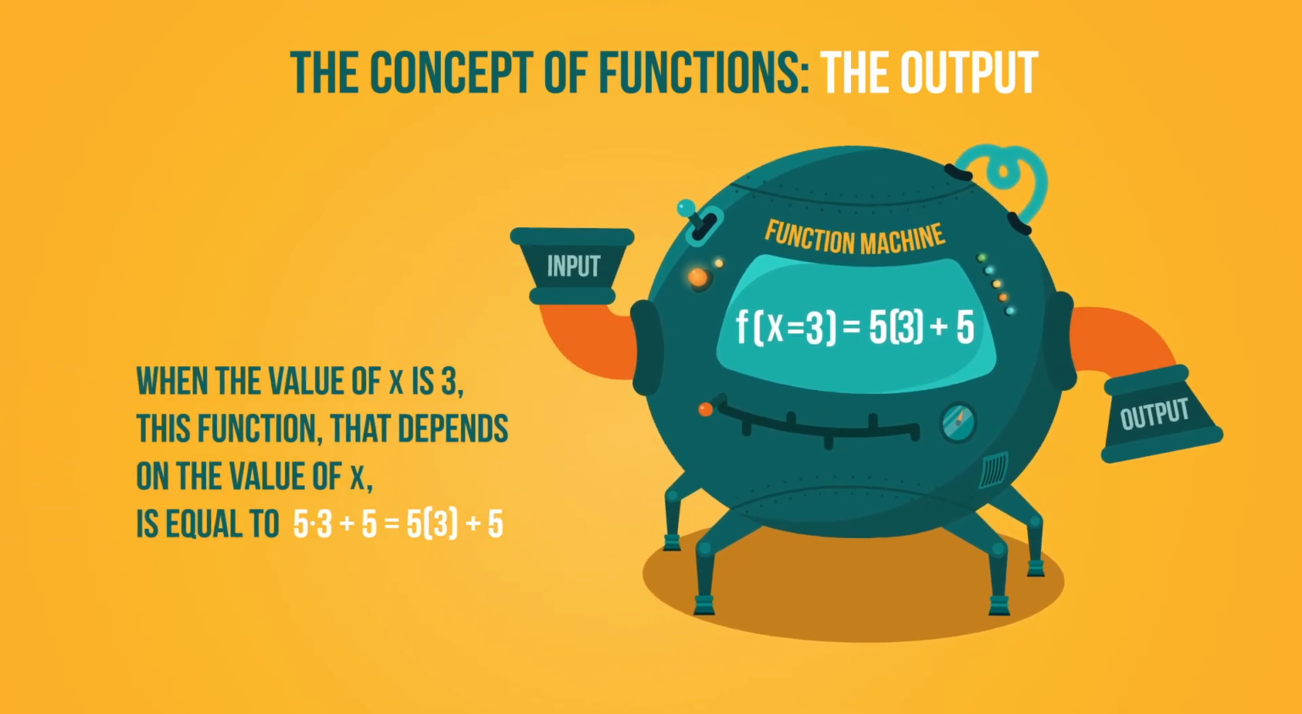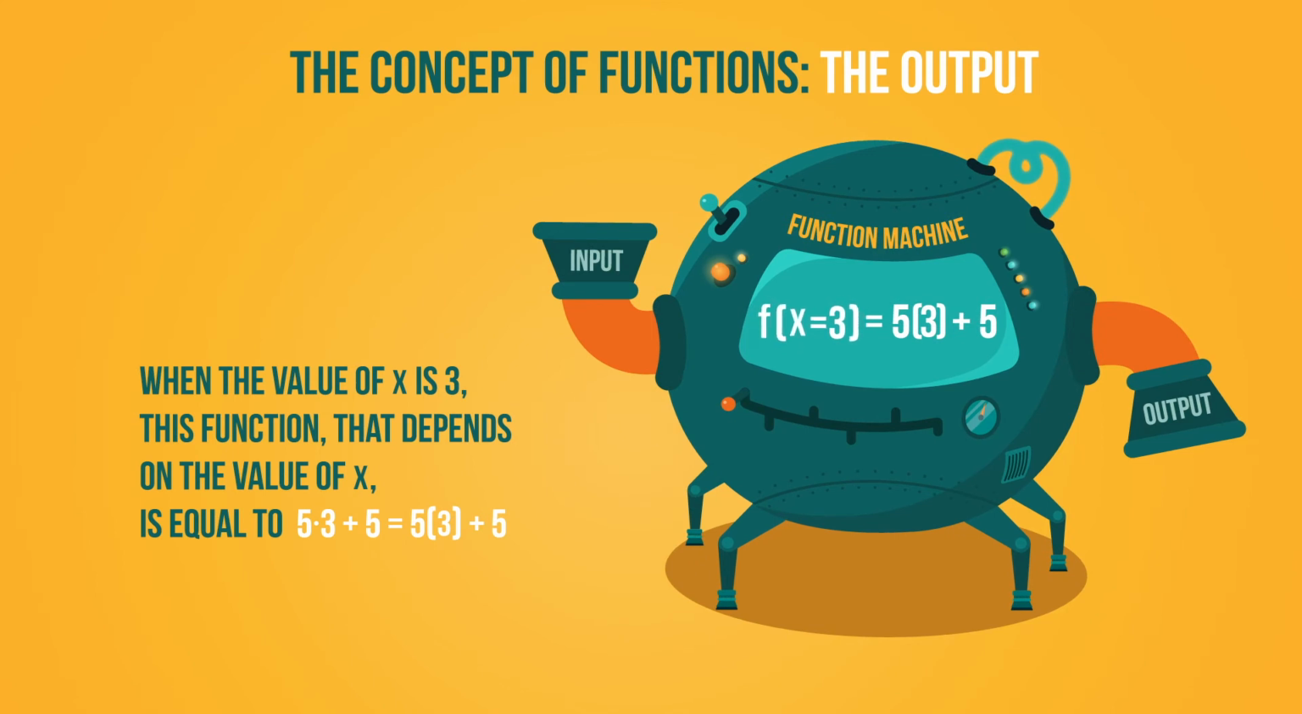The literal way to read this equation is, when the value of x is 3, this function that depends on the value of x is equal to 5 times 3 plus 5, which is the same as 5 parentheses 3 plus 5. It's just different ways to express multiplication. All that's left to do is to solve the equation.